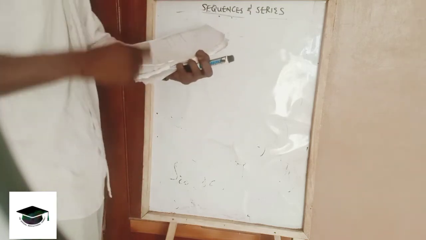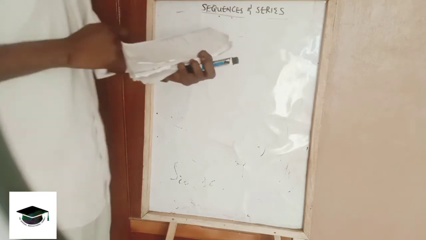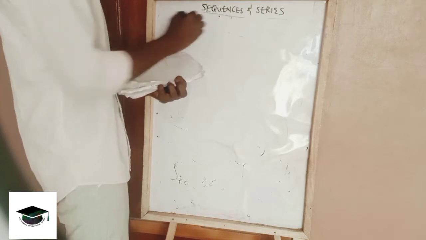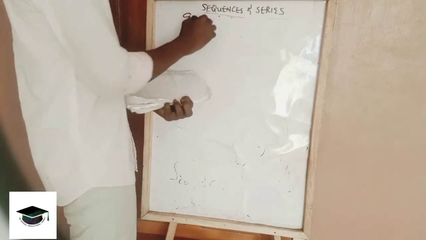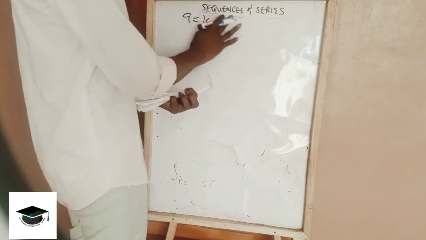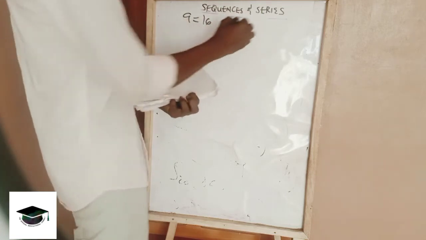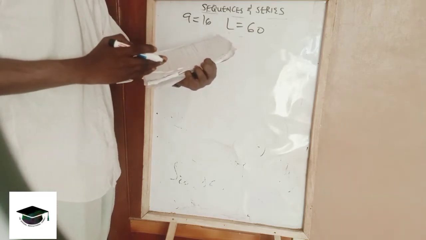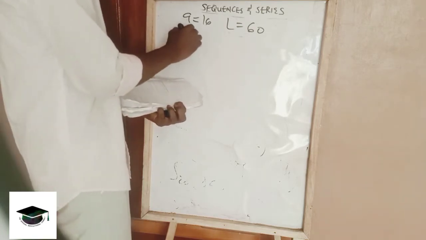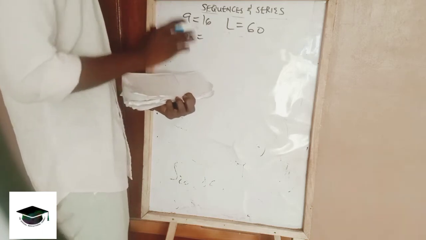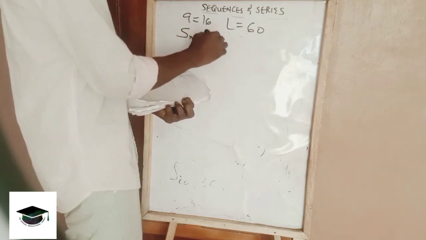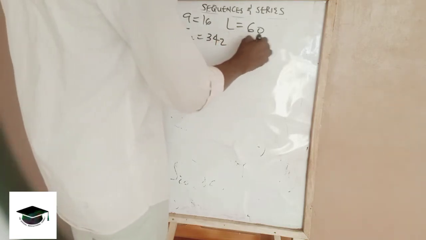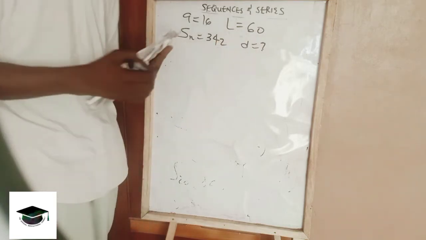Now the question says the first term of an arithmetic progression is 16 and the last term is 60. The first term, which is A, is 16. And the last term is 60. Now the sum of the AP is now Sn. What they are just telling us, the sum of everything is 342. We are asked to find the common difference.